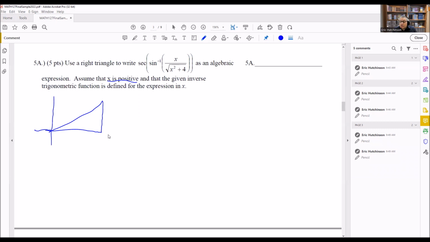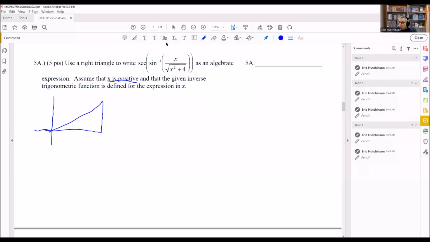in the first quadrant. If x is positive, that means that everything in this quadrant has to be positive. The only quadrant where everything is positive is always going to be the first quadrant. So for these problems where you have to write an algebraic expression, you can just always draw them in the first quadrant.